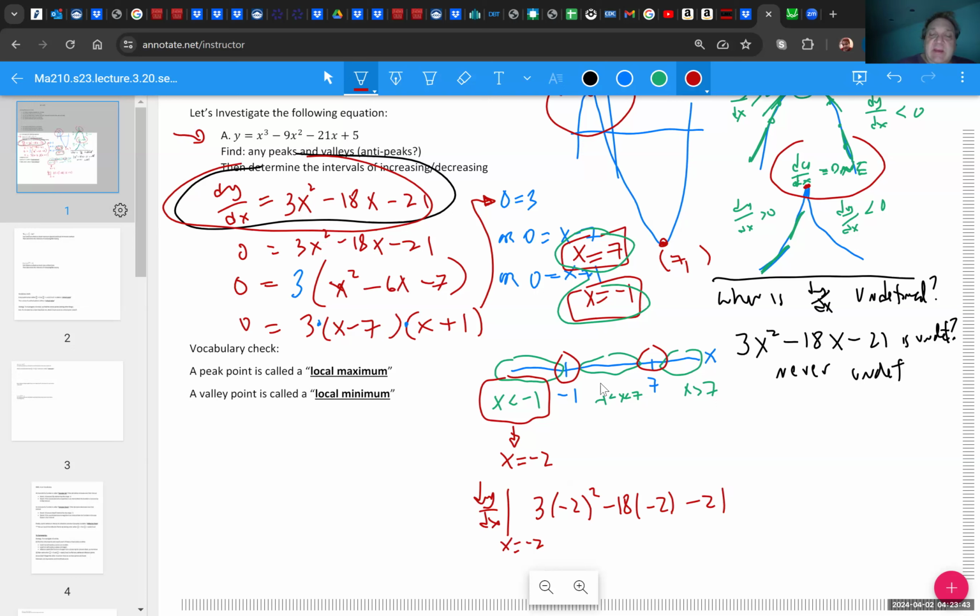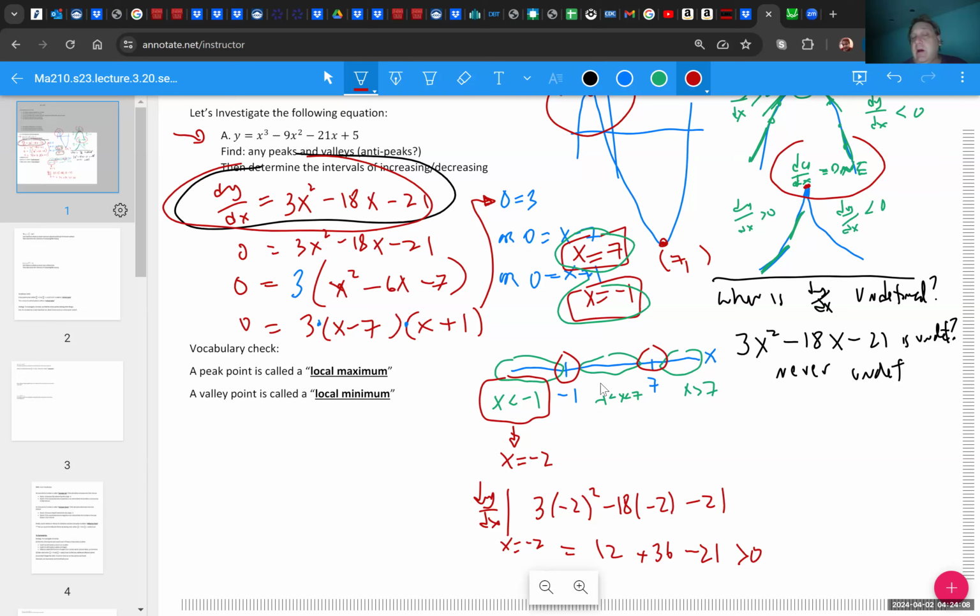And what's that give me? That gives me, well, -2 squared is 4, so that's 4 times 3 is 12. A negative times a negative is a positive, so that's plus 36. And there's a minus 21. Now, I don't even need to know what this adds up to, but I do know it's a positive number. 12 and 36 is 48, minus 21 is, I don't know, I don't care. It's positive. This thing is greater than 0.